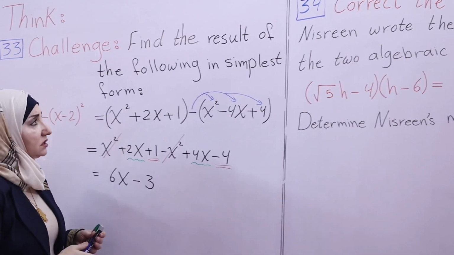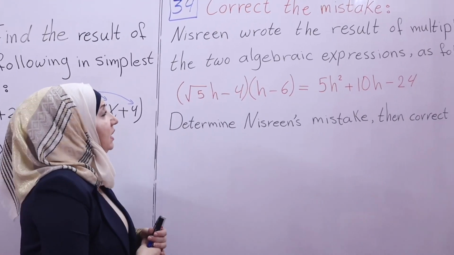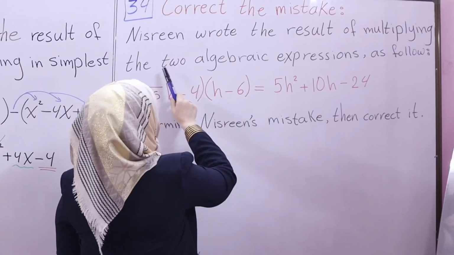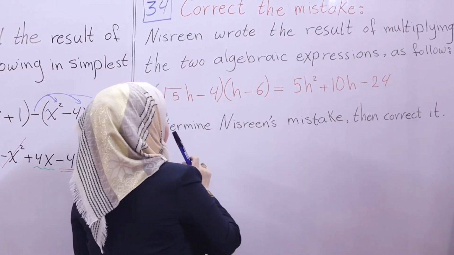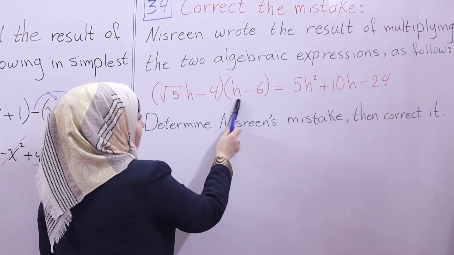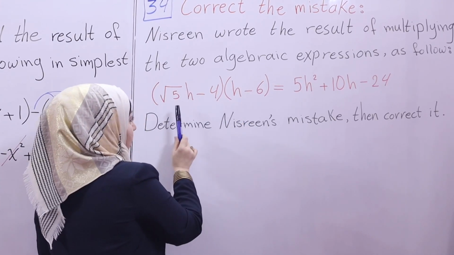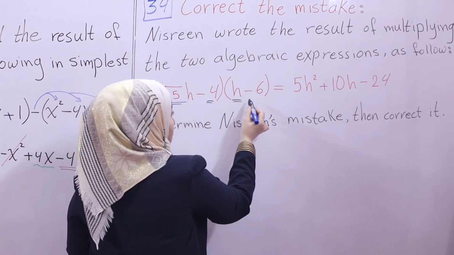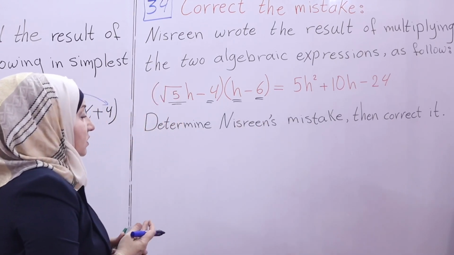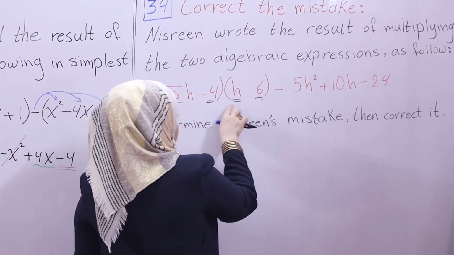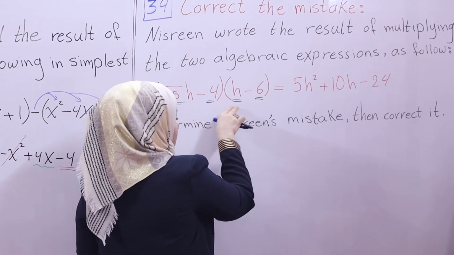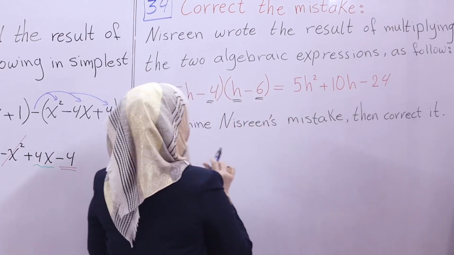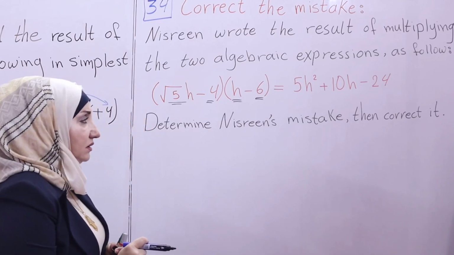And now we will solve number 34, which is correct the mistake. Nisreen wrote the result of multiplying the two algebraic expressions as follows. Here we have multiplying of two algebraic expressions. Each one of them contains two terms. Also here we have two terms. So Nisreen says that the simplifying of, or multiplying of, these two algebraic expressions will be 5h squared plus 10h minus 24. Determine Nisreen's mistake, then correct it.